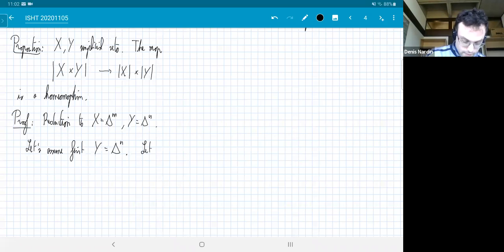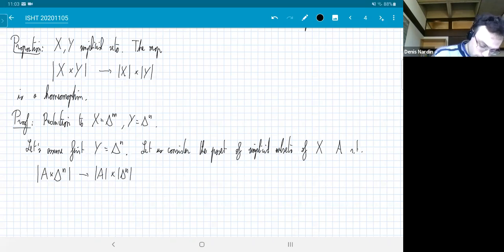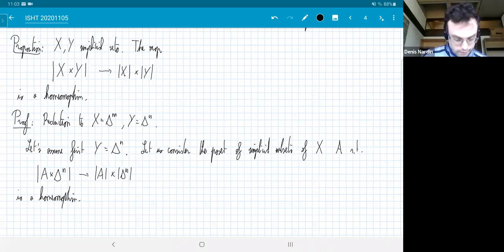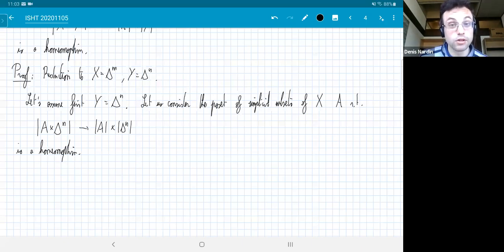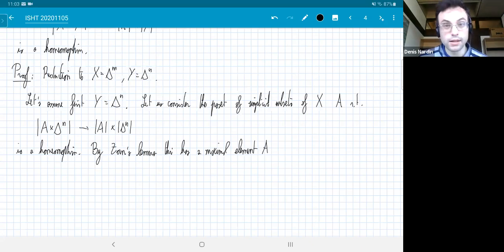So let us consider the poset of simplicial subsets A of X such that this map is a homeomorphism. This is non-empty because you can just take any non-degenerate simplex, and this lives in here. And by Zorn's lemma, this has a maximal element A. And here you need to use the fact that both sides commute with colimits, because if you have a chain, you can write it as an increasing union of simplicial subsets, and then you can move the colimit outside.